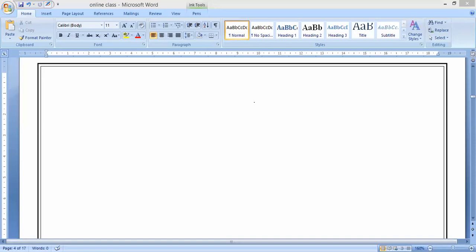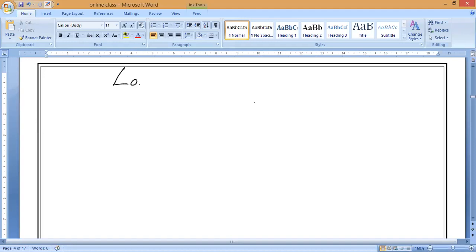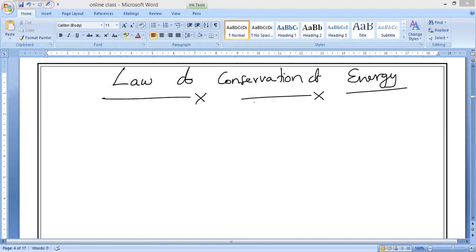Today's class we are going to study the law of conservation of energy, and we have to prove it with an example. Please, all of you keep the heading: law of conservation of energy. First, let us understand what we mean by law of conservation of energy. Later we will study with the example.